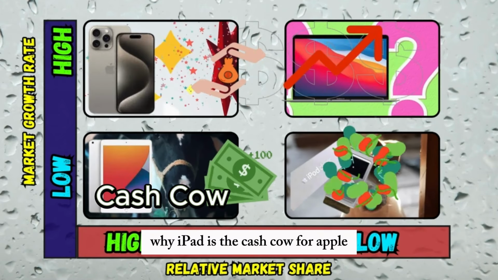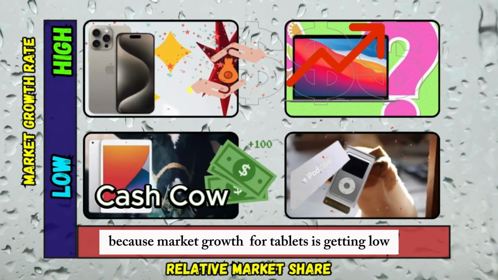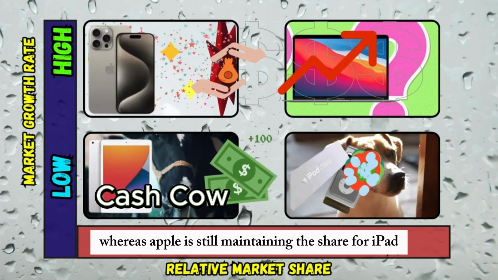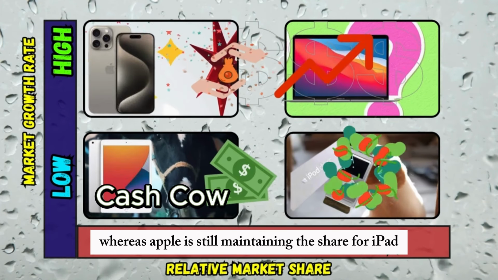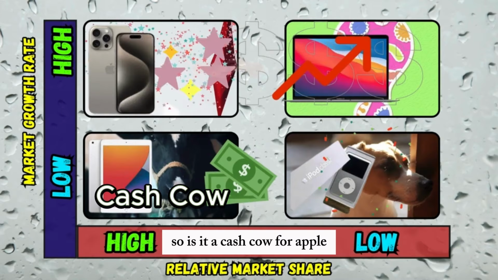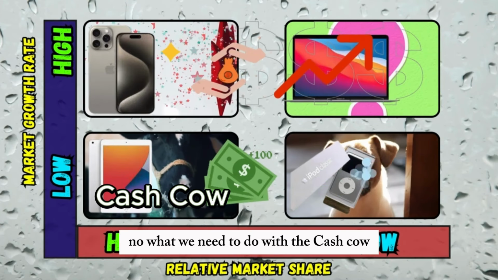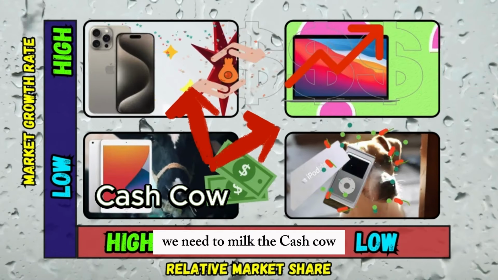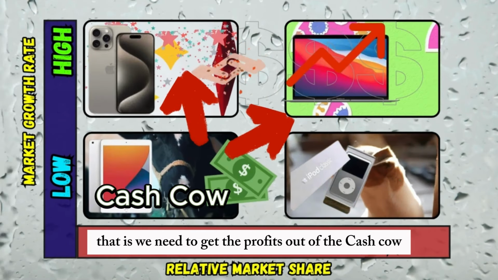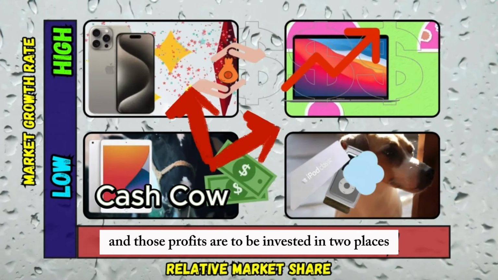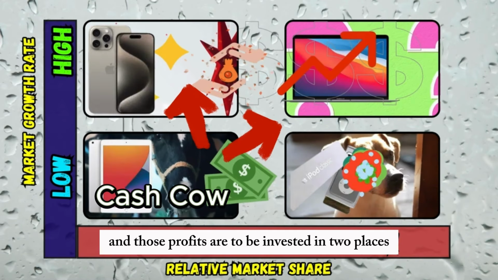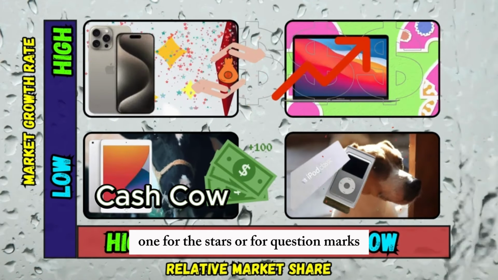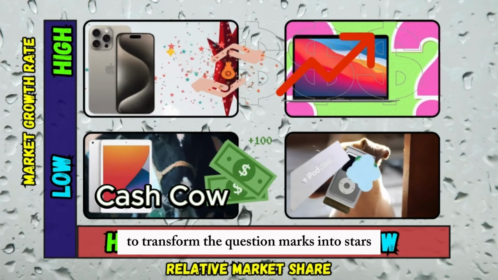Why iPad is the cash cow for Apple? Because market growth for tablets is getting low, whereas Apple is still maintaining the share for iPad. So it is a cash cow for Apple. Now, what we need to do with the cash cow? We need to milk the cash cow. That is, we need to get the profits out of the cash cow, and those profits are to be invested in two places. One, for the stars, or for question marks, to transform the question marks into stars.